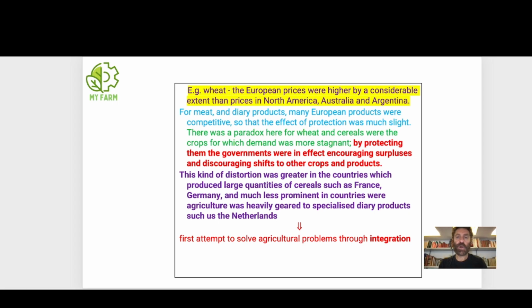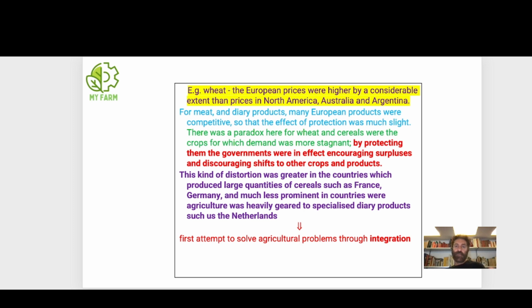For example, for wheat, European prices were, from the beginning of the Common Agricultural Policy, higher by a considerable extent than prices in North America, Australia and Argentina. For meat and more generally for dairy products, many European products were competitive, so the effect of the protection was much slighter. So there was a paradox here for wheat and cereals, the crops for which demand was most inelastic. By protecting them, governments were in effect encouraging surpluses and discouraging shifting to other crops.